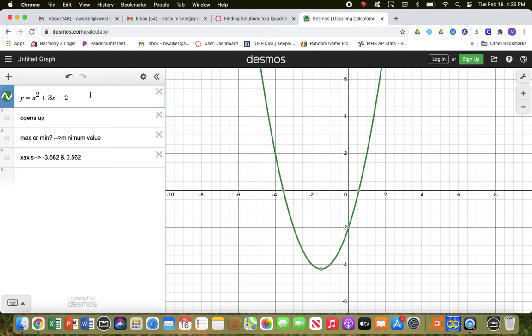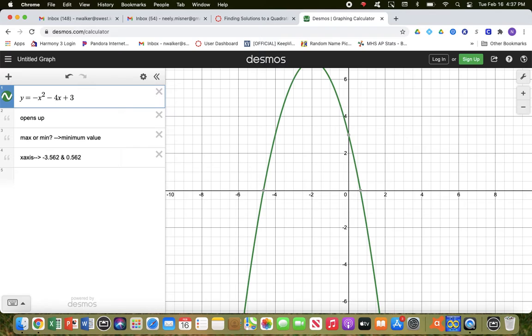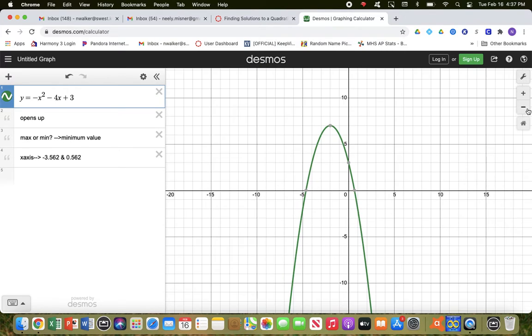So let's try another one. Let's make this a negative, and let's make this a -4, and let's make this a +3. I'm just making this up. All right, so I am going to zoom out so we can see the entire graph here. On this one, does this one open up or open down? This one opens down.